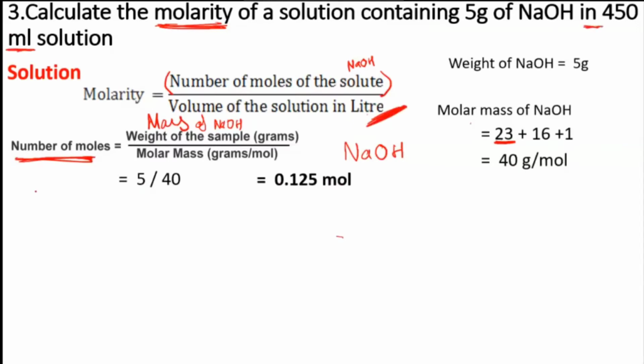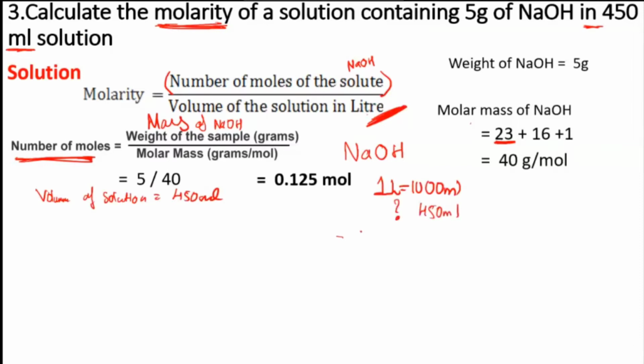The volume of solution given to you is 450 ml. This has to be converted into liter. Yes, very good, that is a correct conversion. You know 1 liter is 1000 ml, correct? So 450 ml will be how many liter?